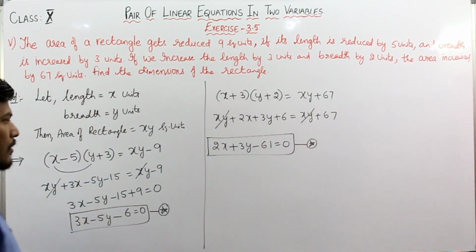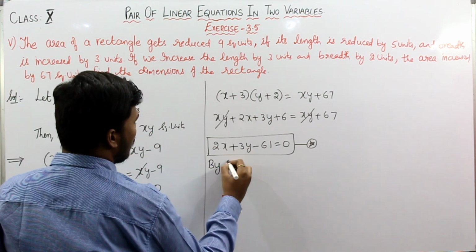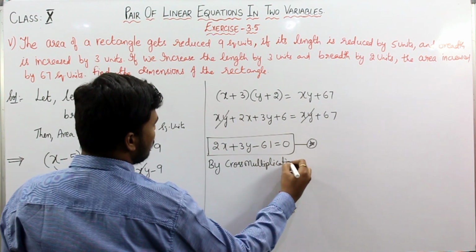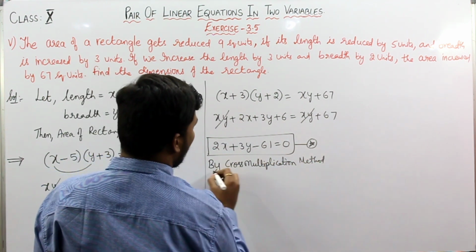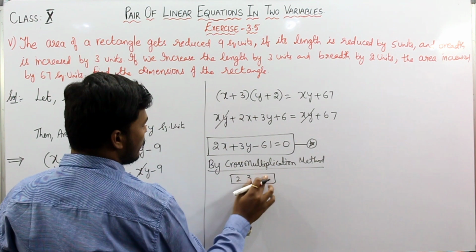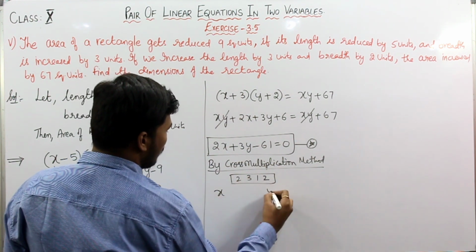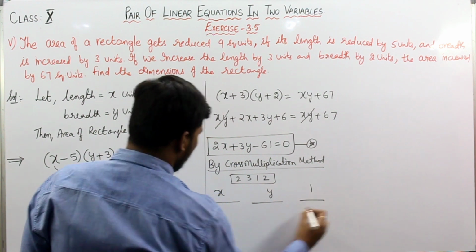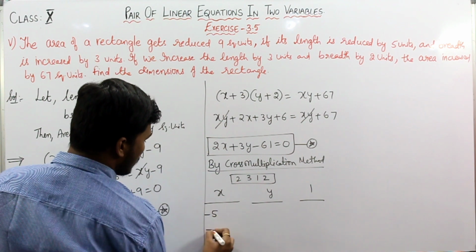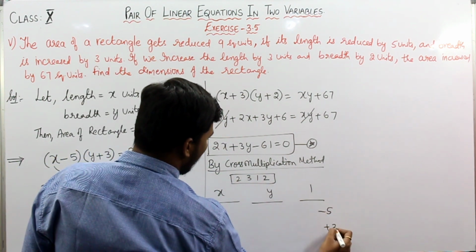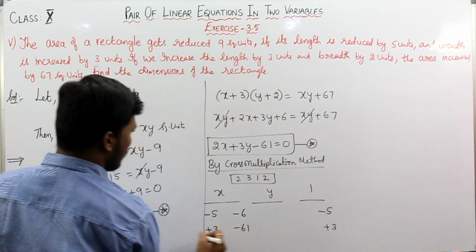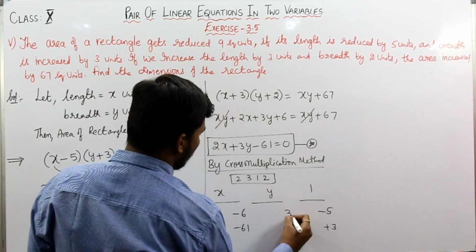Now what do we have to apply? Cross multiplication method. Okay, so what is the rule here? 2, 3, 2, 1, sorry, 2, 3, 1, 2. So x, y, 1. So 2 is nothing but minus 5 and 3, and 3 is nothing but minus 6 and minus 61, 1 is nothing but 3 and 2.